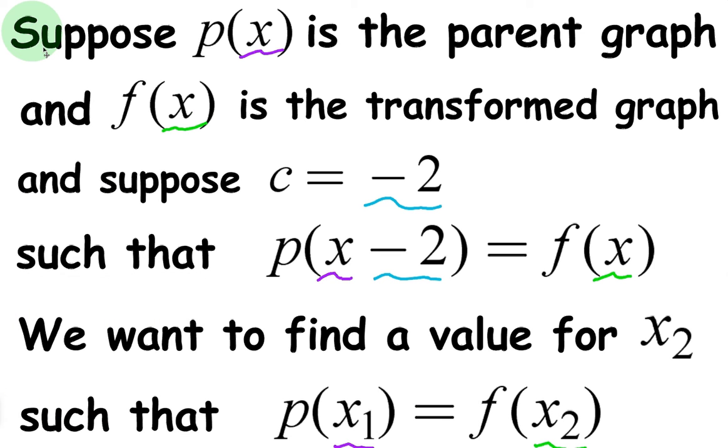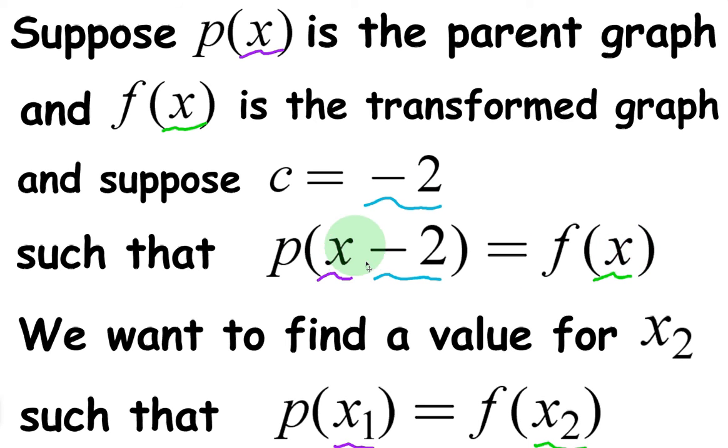Now we're going to do a more formal proof of why, when we subtract 2 from an x value, you end up shifting to the right. So suppose p of x is our parent function and f of x is the transformed function. And suppose c is equal to negative 2. For example, p of x minus 2, eventually we'll see this is just x minus c, or x plus c where c is negative 2, but for now, p of x minus 2 equals f of x.